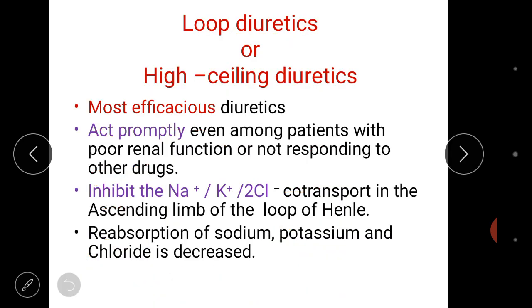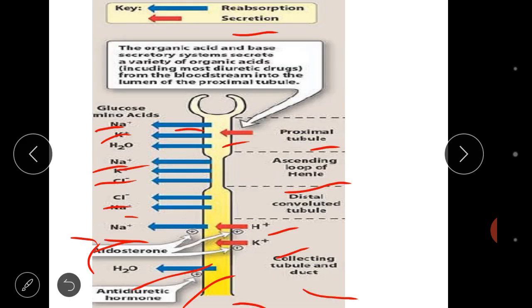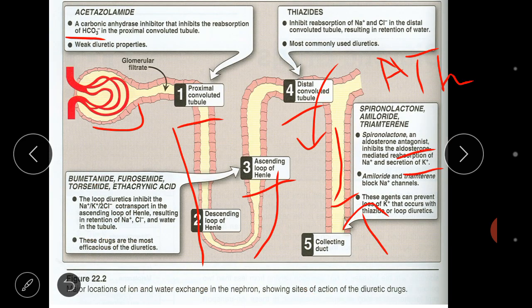Okay, next, I told you about how urine formation occurs. We have drugs which act on the proximal convoluted tubule. We have carbonic anhydrase inhibitors, which will inhibit the enzyme carbonic anhydrase. And next, the drugs which act on the ascending loop of Henle, we have loop diuretics. These are also called high efficacy diuretics. They inhibit this sodium potassium 2 chloride co-transport. The sodium, potassium and chloride will not get reabsorbed.